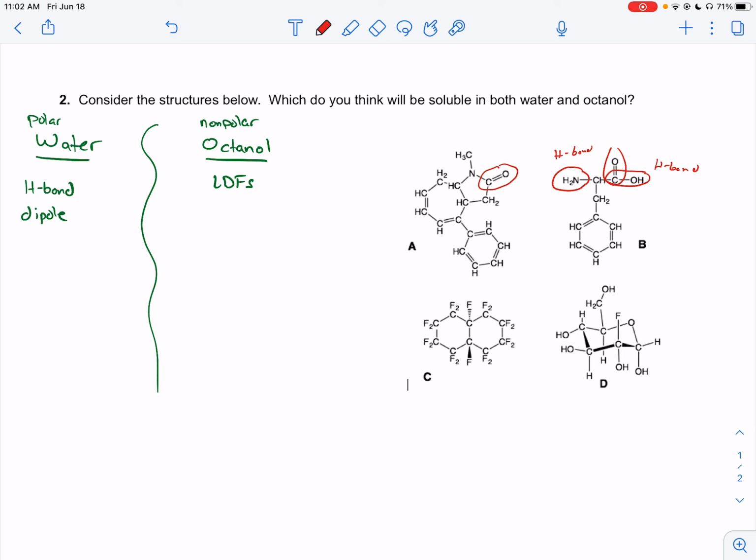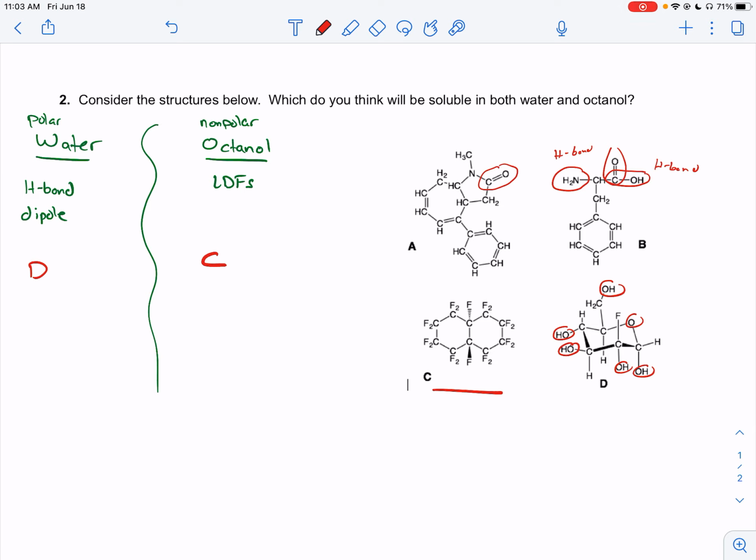And then in the bottom one, we have OH, OH, OH, OH, OH, O. So lots of chances. And so when we think about this, we can say compound D for sure is going to be water soluble. Compound C we haven't found anything polar on. This is a completely nonpolar molecule, so that's going to go with the nonpolar octanol.